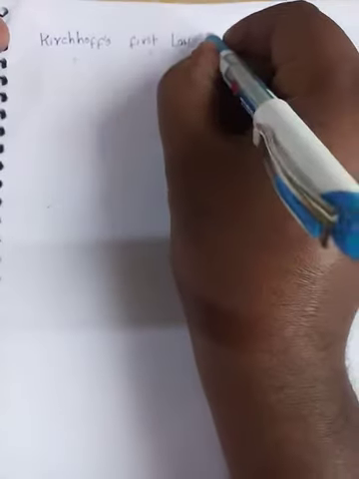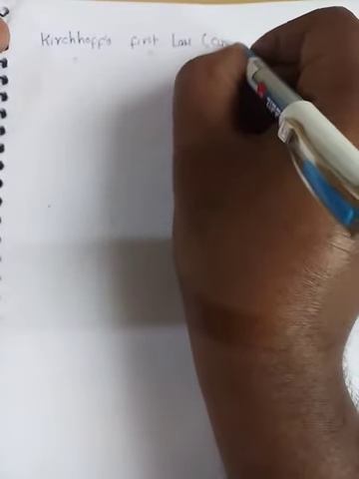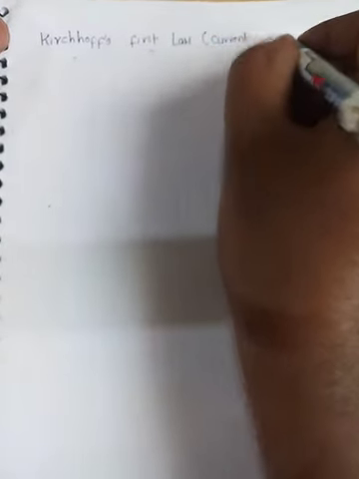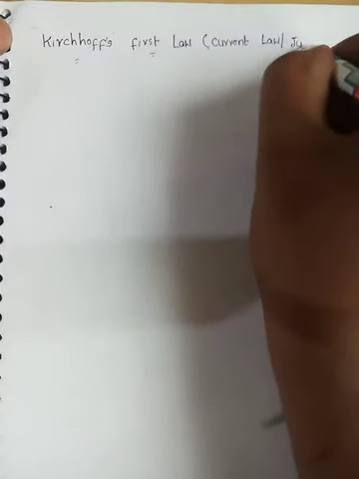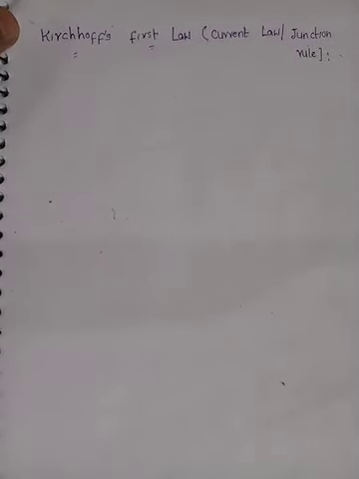Kirchhoff's first law is also called KCL, Kirchhoff's current law, or junction rule. So what is Kirchhoff's current law or junction rule? First, know what a junction is.